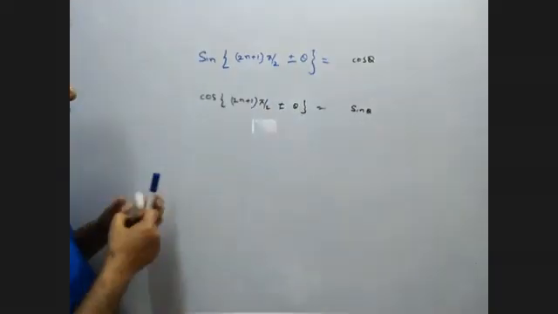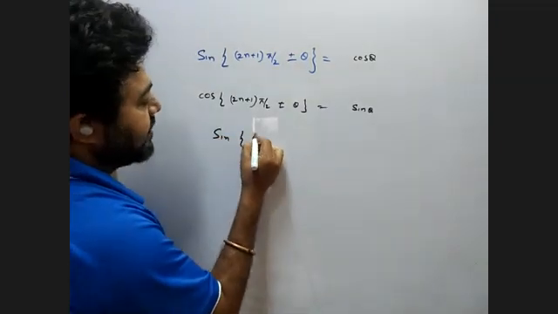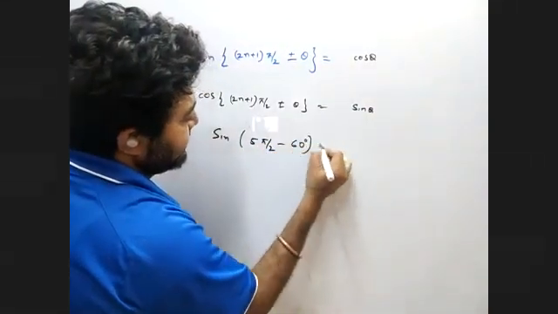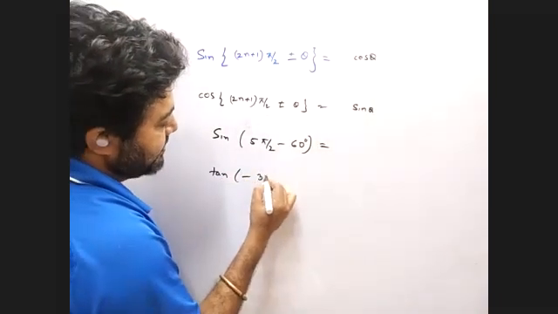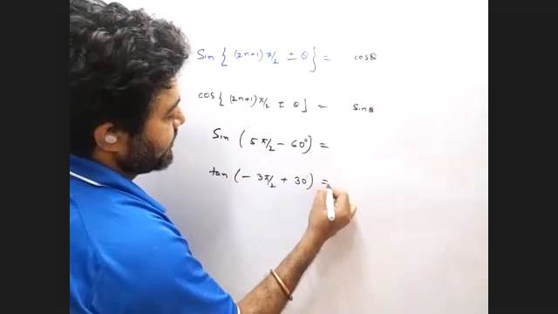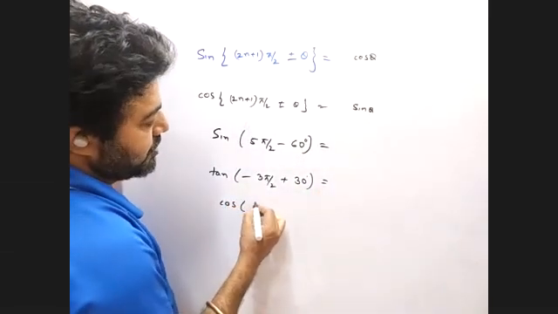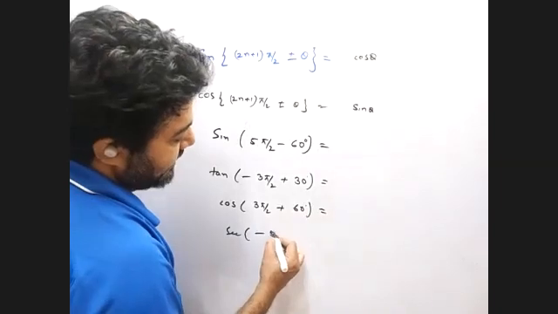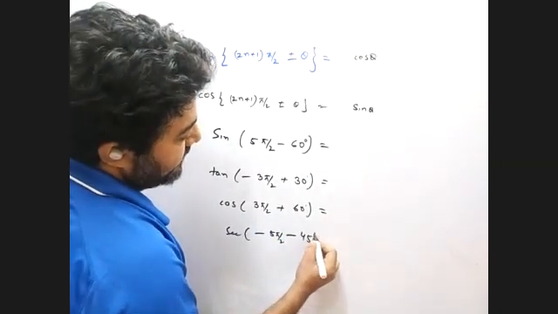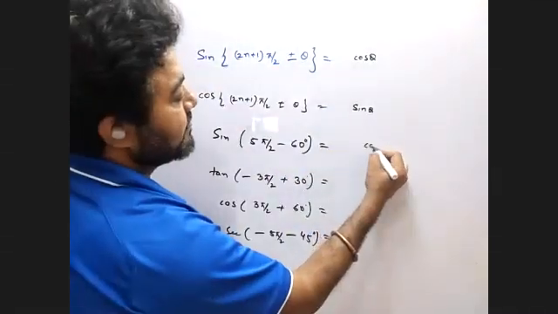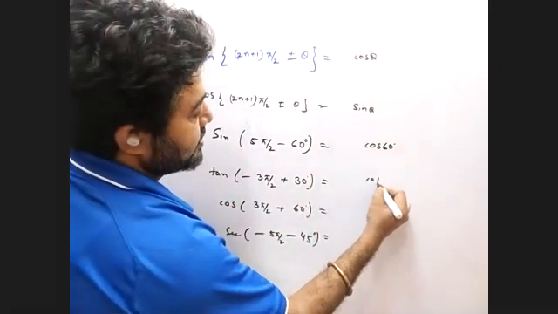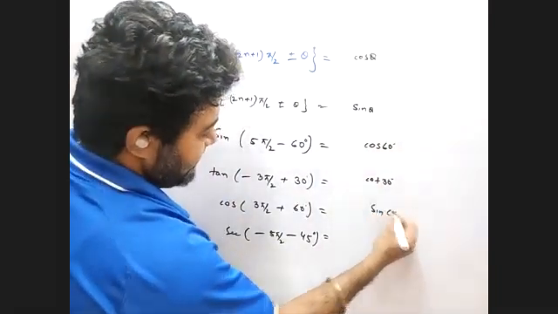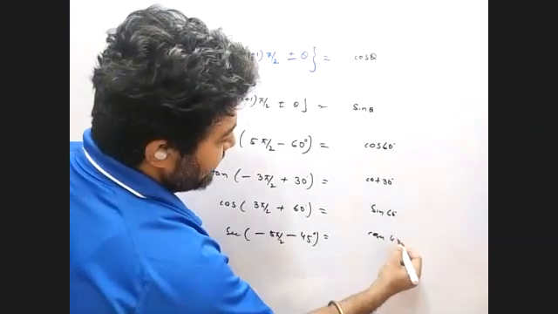So now if I give you sine 5 pi by 2 minus 30 degree, 60 degree, and minus 3 pi by 2 plus 30 degree, cos 3 pi by 2 plus 60 degree, sec minus 5 pi by 2 minus 45 degree. It is very simple. Sine becomes cos 60, tan becomes cot 30 degree, cos becomes sine 60 degree, sec becomes cosec 45 degree.